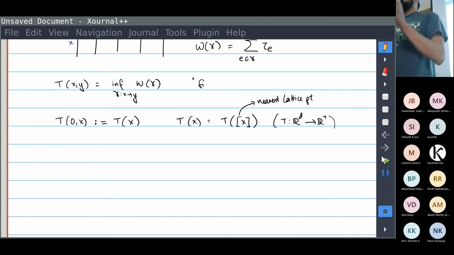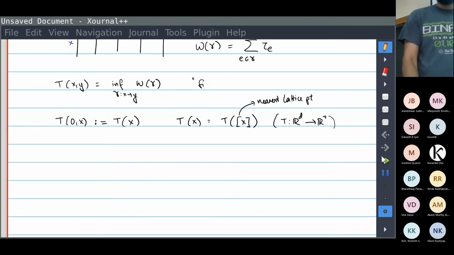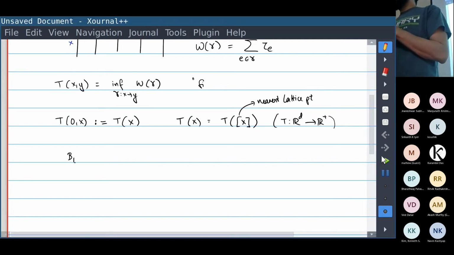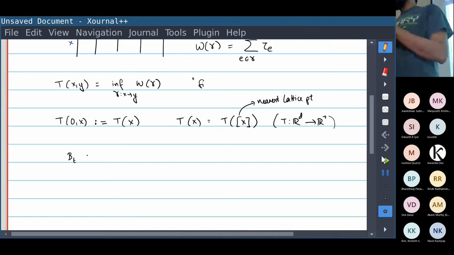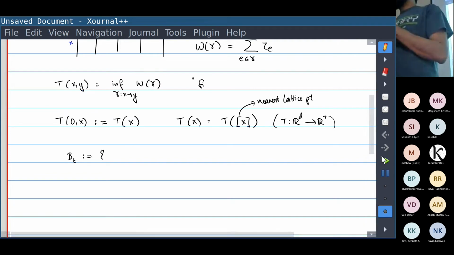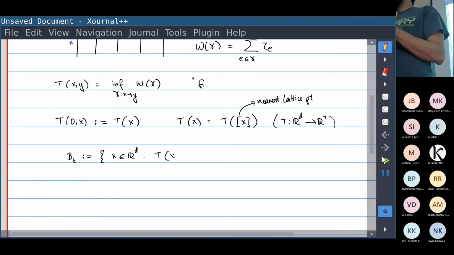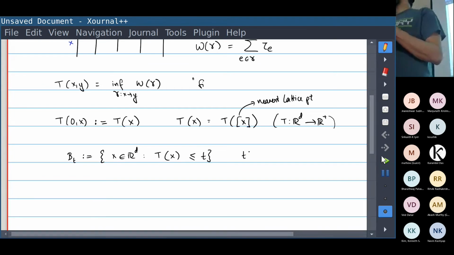Okay, so there are various versions of this model. You can have vertex weights instead of edge weights. You can think of more complicated lattices and so on, but all of that's not that interesting. So the set we saw in the video was the set of points x in R^d such that the passage time to x is smaller than or equal to t, and t was evolving, t was increasing.